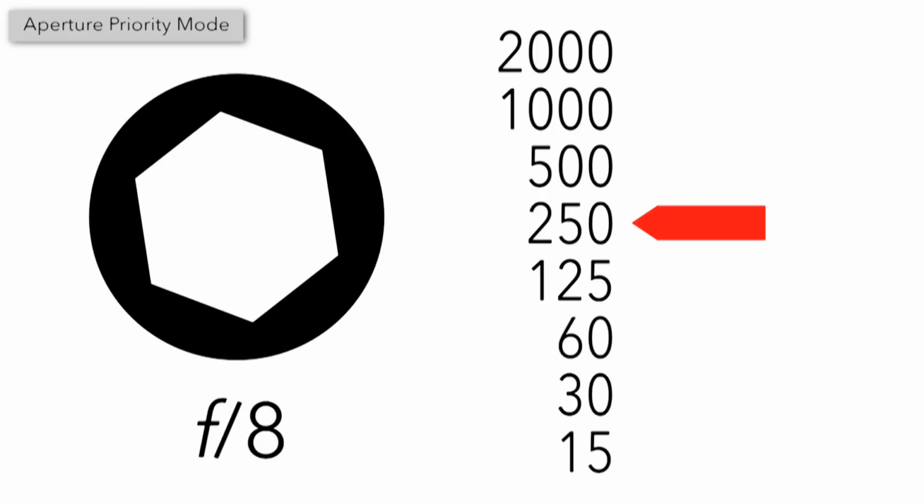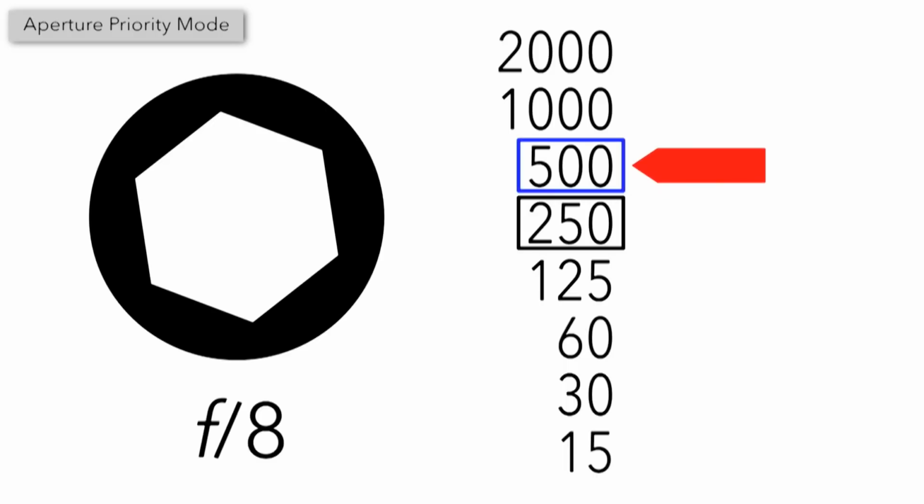If we've set our auto exposure bracketing to under and overexposed by 1 stop, here's what will happen. The first correctly exposed photo will be made at f8 and 1/250th of a second. The second underexposed shot will be made at f8 and 1/500th of a second. And the third overexposed shot will be made at f8 and 1/125th of a second. Our aperture is staying the same, but our shutter is changing to create those under and overexposed images.